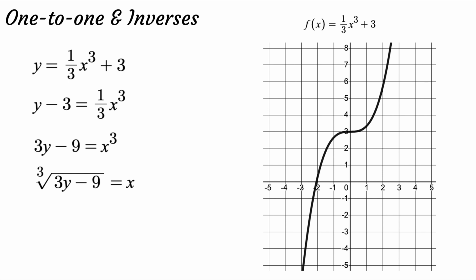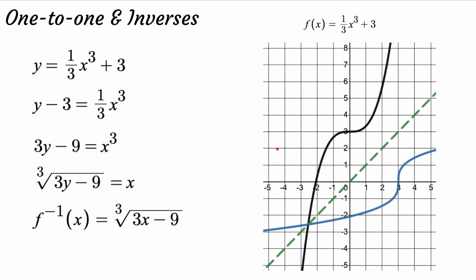Then I switched the x and y to get f inverse of x, the inverse of the original equation, which would be the cube root of 3x minus 9. As you can see in the graph, the blue line is the inverse of the original equation. The blue line is the cube root of 3x minus 9.